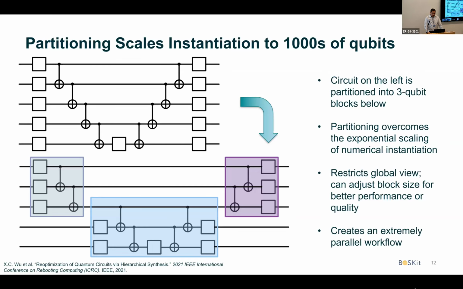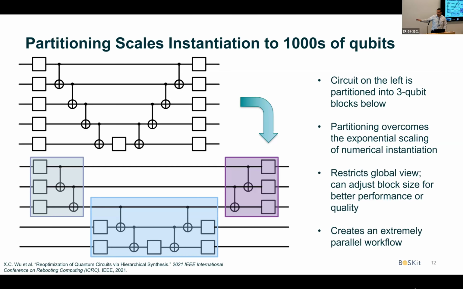So this overcomes the exponential scaling of numerical instantiation, but it does introduce a trade-off. This restricts the global view that I just introduced a couple slides ago. As you increase the block size, you're going to get better quality of results because your scope of instantiation is larger. As you decrease the block size, you're going to get faster results. Compile times are going to go down.